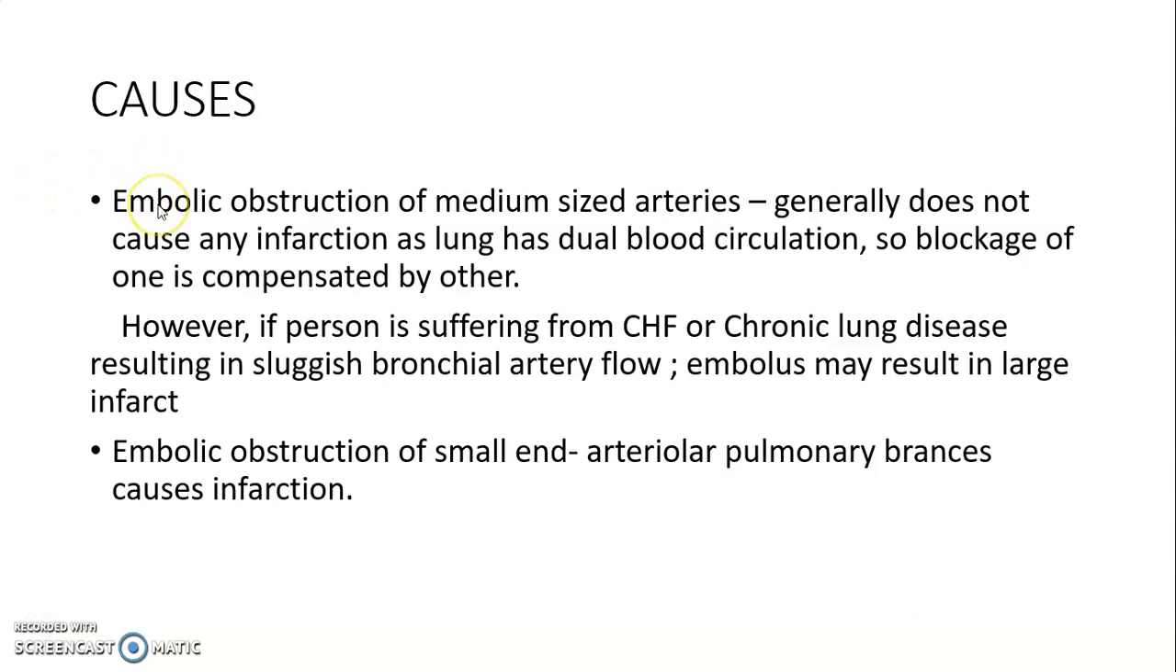Embolic obstruction of medium-sized arteries generally does not cause any infarction in the lung, as the lung has dual blood supply. So blockage of one is compensated by the other. However, if the person is suffering from CHF or chronic lung disease resulting in sluggish bronchial artery flow, the embolus may result in infarct. Embolic obstruction of small end arteriolar pulmonary branches causes infarction.